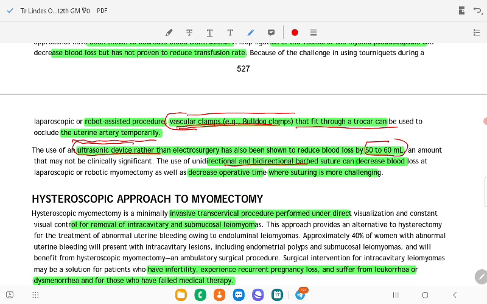Unidirectional and bidirectional barbed sutures are also helpful, because you need not pass the needle so many times, only once, and there is no need to tie the suture. The barbed suture can decrease the blood loss at laparoscopic and robotic myomectomy, as well as decrease the operative time while suturing, because during laparoscopy the suturing technique is challenging. So if you are using barbed suture, it can be easily applied.